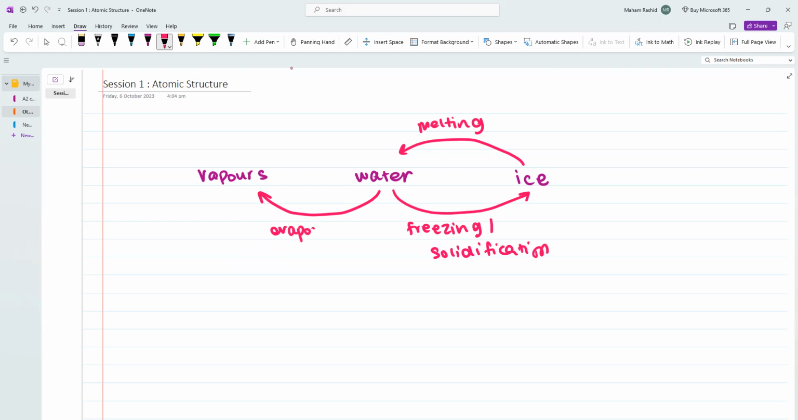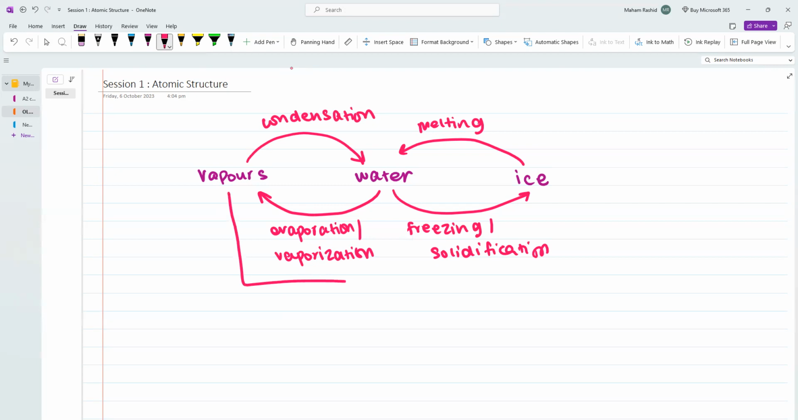Great. That's also called vaporization. What is vapors turning to water called? Condensation. Great. What is this process called? Vapors turning to ice. Vapor is turning to ice. This is gas to solid, sublimation, right? Great, very good.